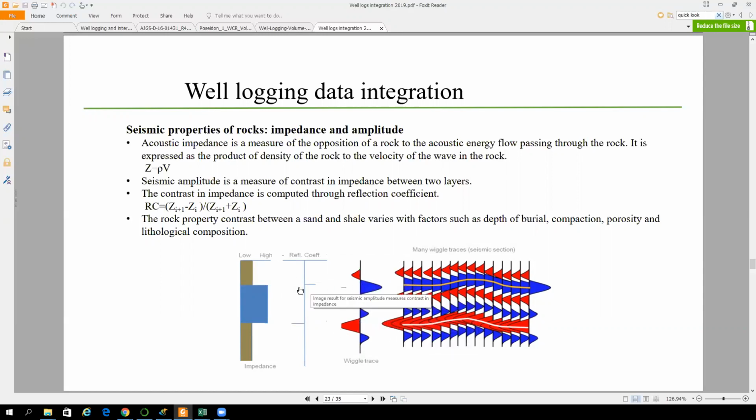They are looking different than the logs. So for example, this one is a reflection coefficient from logs, and this one is a reflection coefficient or seismic amplitude from geophone, or from the surface. They are different because of the resolution, because the geophones which we are using at the surface are recording the data at a very low frequency band compared to the logging tools which we are using in logging, or in the sonic and the density logging.